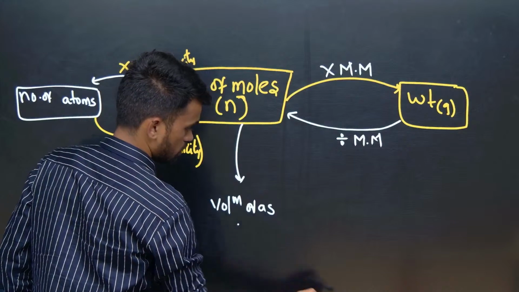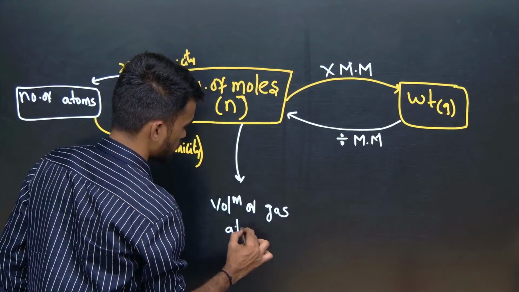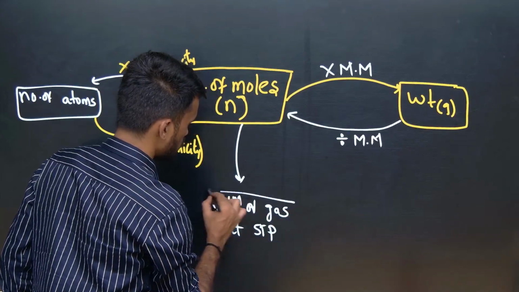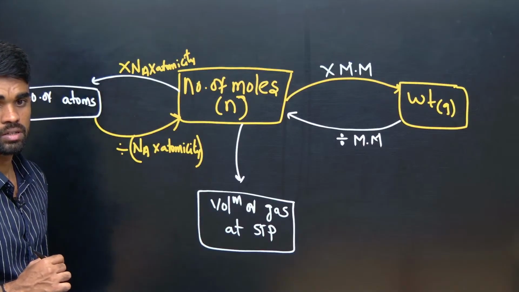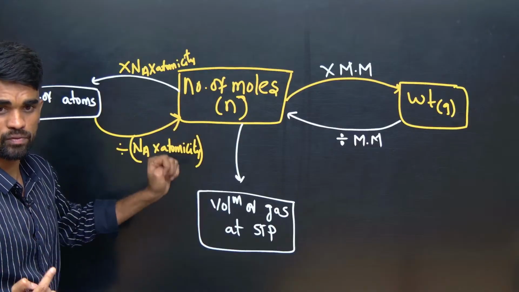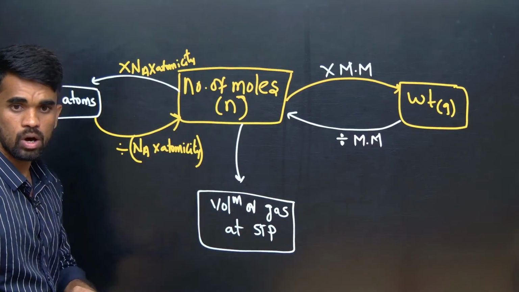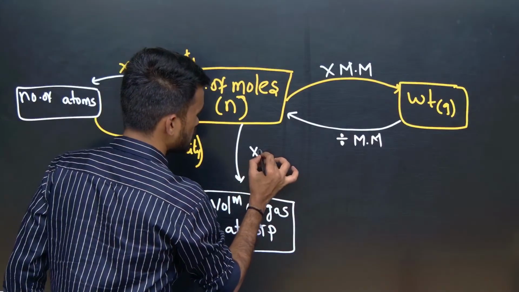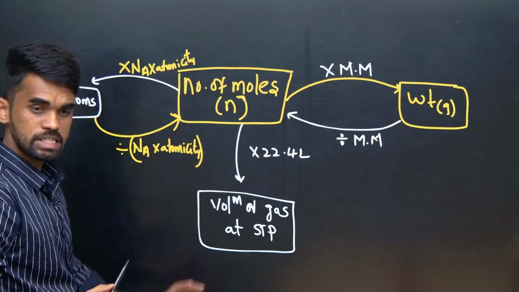Gas at STP. Volume of gas occupied at STP. So how can we do this? We know the number of moles is given. So 1 mole occupies 22.4 liters. So n moles are given, n into 22.4 gives the volume. So it means we should multiply with 22.4 liters at STP.